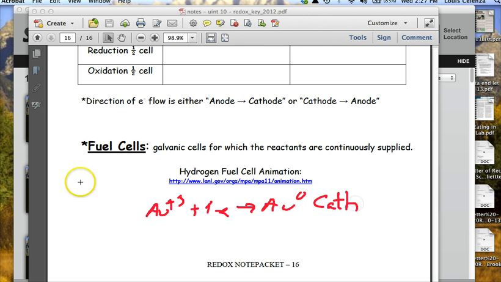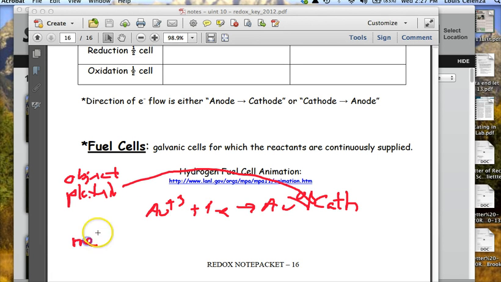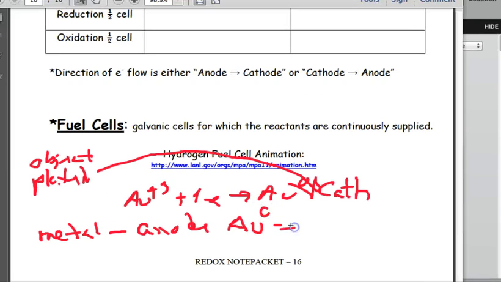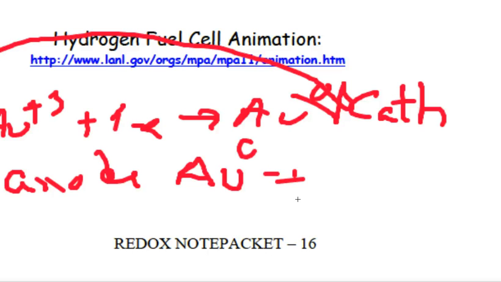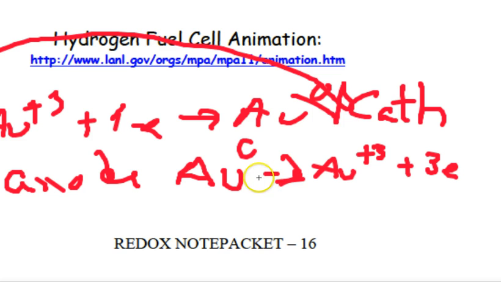So the object that you are plating is the cathode. The metal that you want to plate with is going to be the anode. So what's going to happen there is silver atoms will be oxidized into silver ions, and they'll give up the electrons. And that's the process of electroplating.